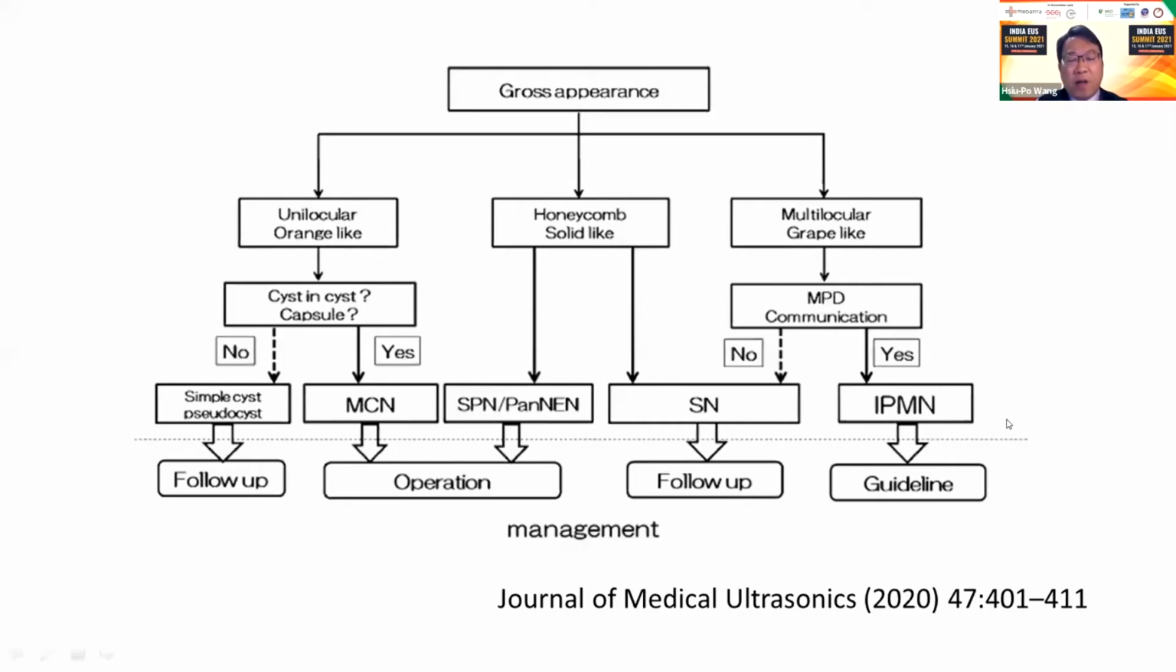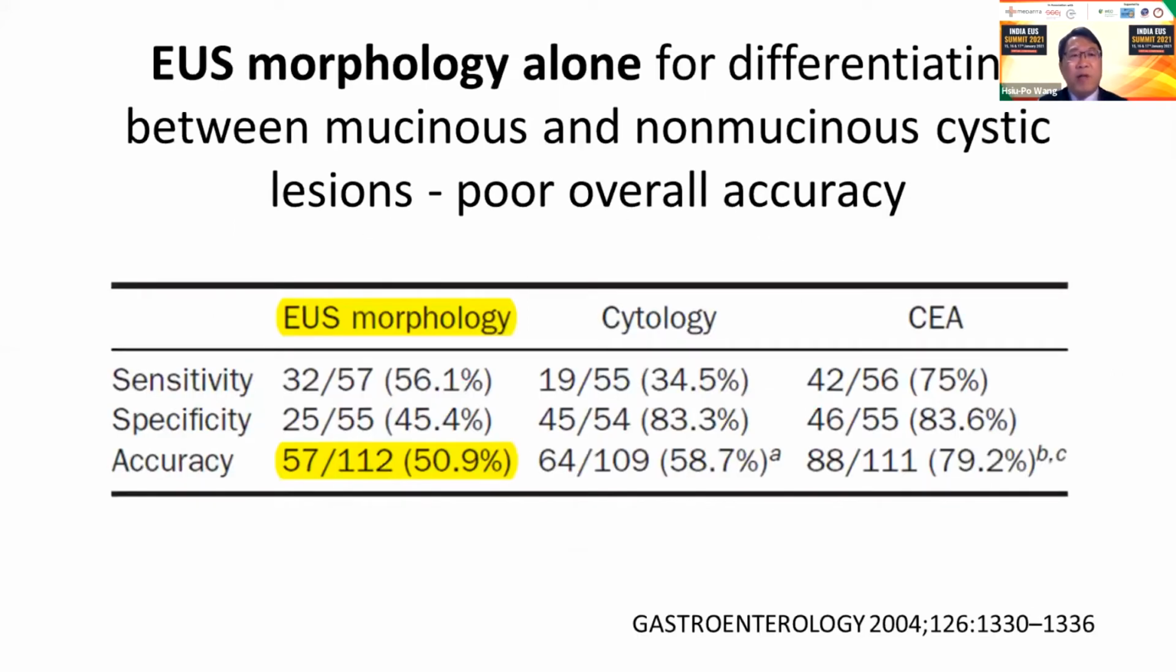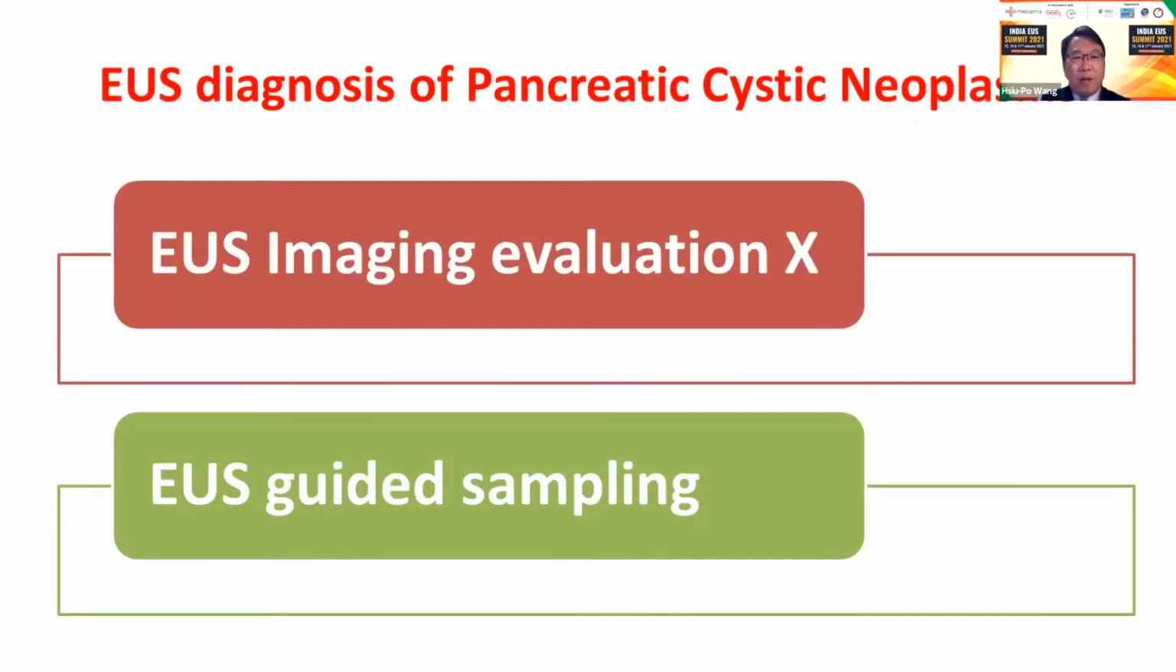There are a lot of strategies for the management of pancreatic tumor according to the morphology of the pancreatic tumor. However, with EUS morphology alone for differentiating between mucinous and non-mucinous tumor, the overall accuracy is low. So EUS diagnosis of pancreatic tumor with EUS imaging evaluation alone does not give a very good prediction. So maybe we have to use EUS-guided sampling.